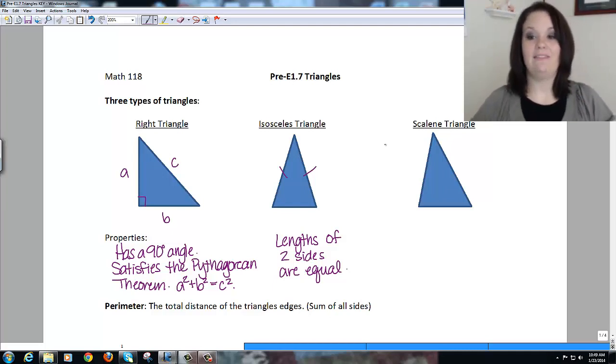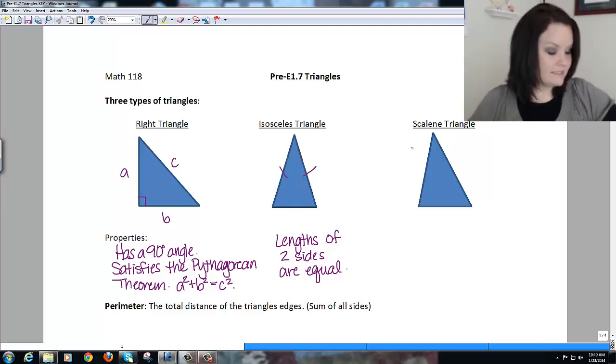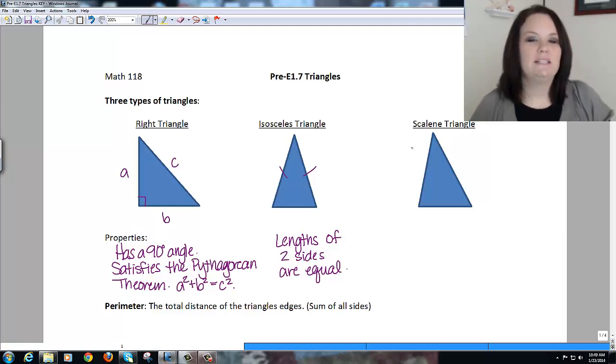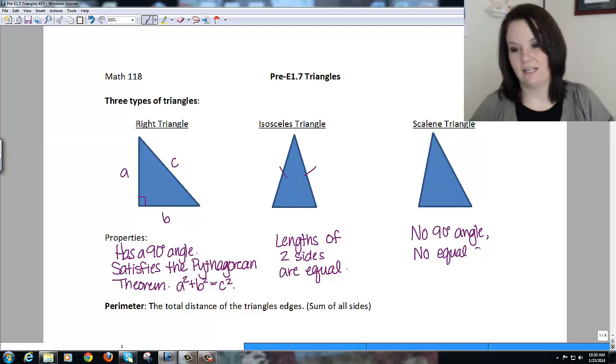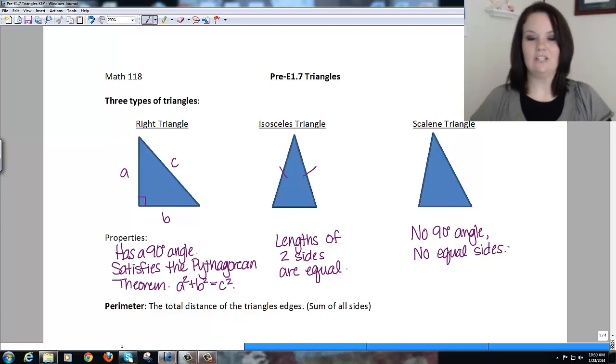And then a scalene triangle basically is a triangle that doesn't satisfy any of the stuff we've talked about so far. It doesn't have a 90-degree angle. It doesn't have any sides that are the same length. So it's kind of your hodgepodge triangle. So I'm just going to put no 90-degree angle, no equal sides. For the most part, we're going to be looking to determine if it's a right, an isosceles, or a scalene.